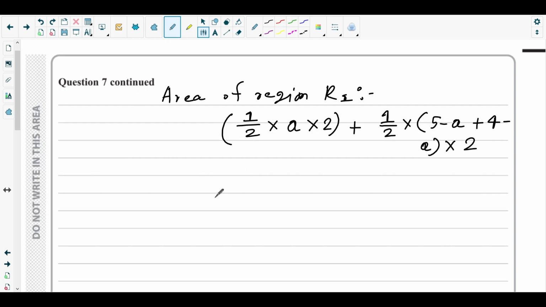That's it. Now, what would be the sum? It will be a plus half of 2, which is 1. So you will get 5 plus 4, this is 9, minus what? Negative 1, negative a. That would give you negative twice of a. So you will get 9 minus a.